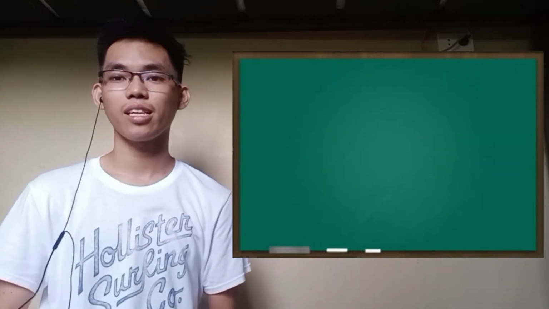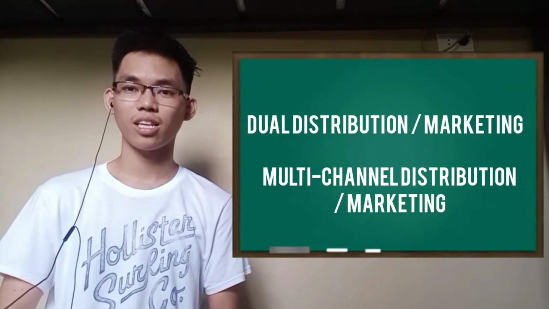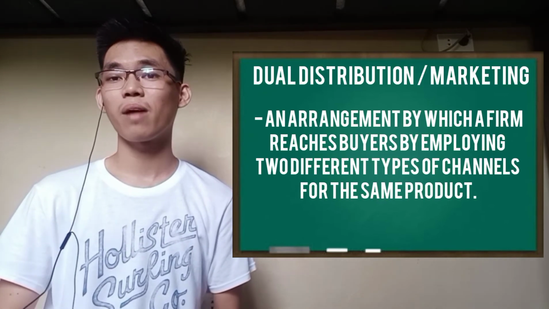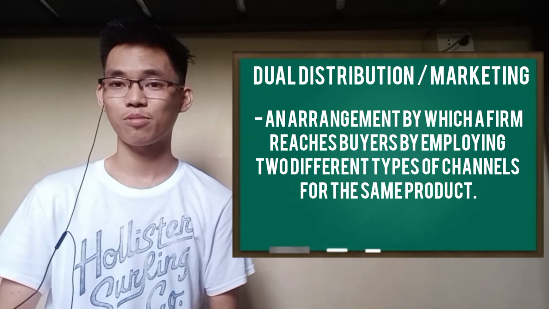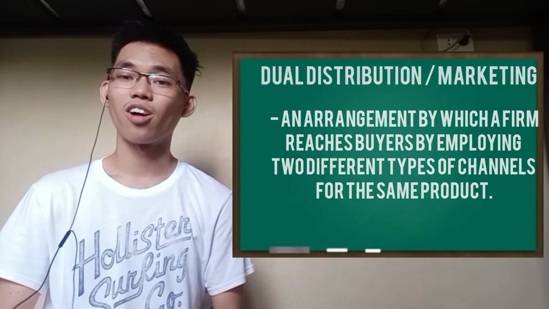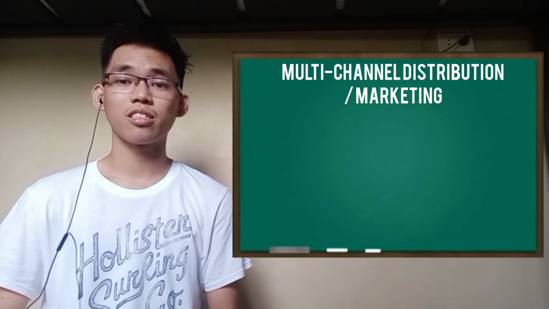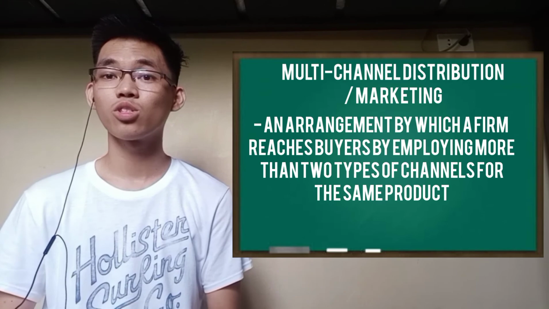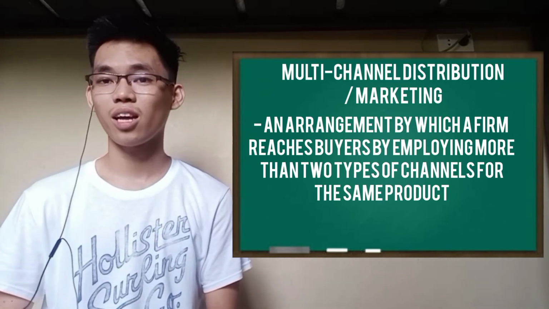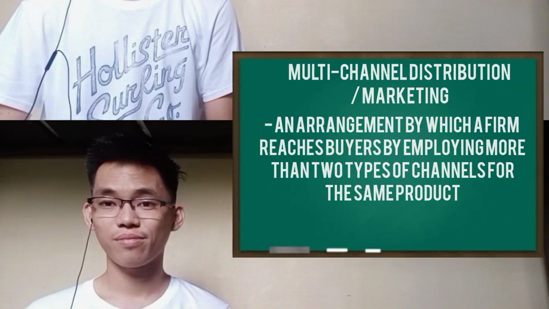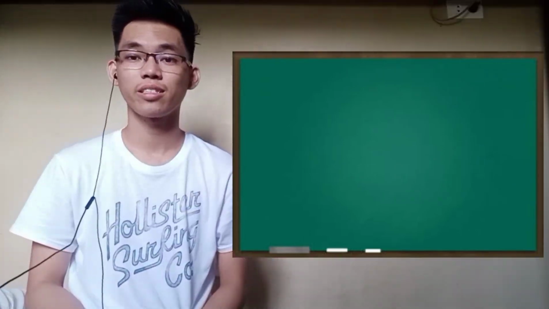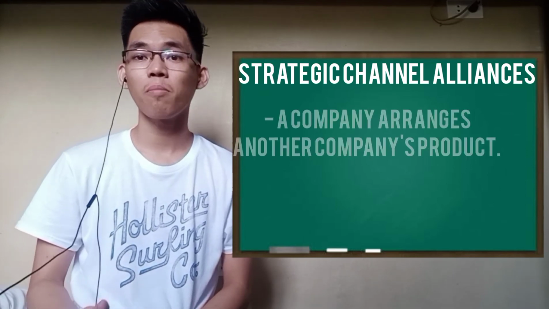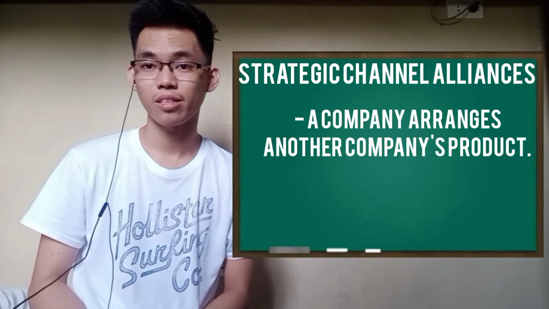Now, let's differentiate dual distribution and multi-channel distribution. Dual distribution is an arrangement by which a firm reaches the buyer by employing two different types of channel for the same product. On the other hand, multi-channel distribution is an arrangement by which a firm reaches the buyer by employing more than two types of channel for the same product. So this is the last one, which is the Strategic Channel Alliance. Strategic Channel Alliance is when a company arranges to sell another company's product.